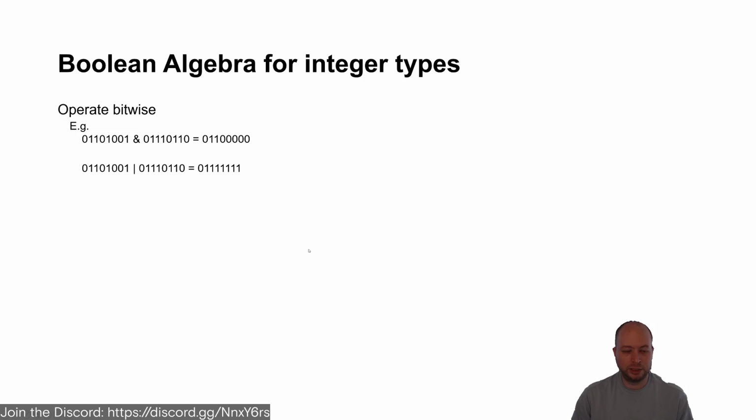So, in the case of Boolean algebra for integers, say you take two values and you apply Boolean logic to them. How do you do this? Well, it's actually pretty simple. You would take each individual digit and apply that operation digit to digit. So for example, here we've got 0, 1, 1, 0, 1, 0, 0, 1, and 0, 1, 1, 1, 0, 1, 1, 0.